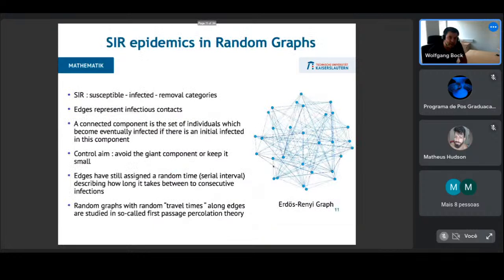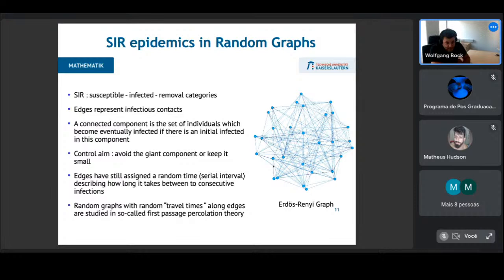So the Erdős-Rényi graph, or SIR epidemics in random graphs, how you do it: you take SIR categories, so you assign to every person a status: healthy, infected, or has been infected and is immune. You can also go back, of course, to susceptible again. The edges represent the infectious contacts. A connected component is the set of individuals who eventually become affected if there is an initial infected person in the component. So we have contacts, and then put another infection tree on those contacts. And we want to keep the giant component small.